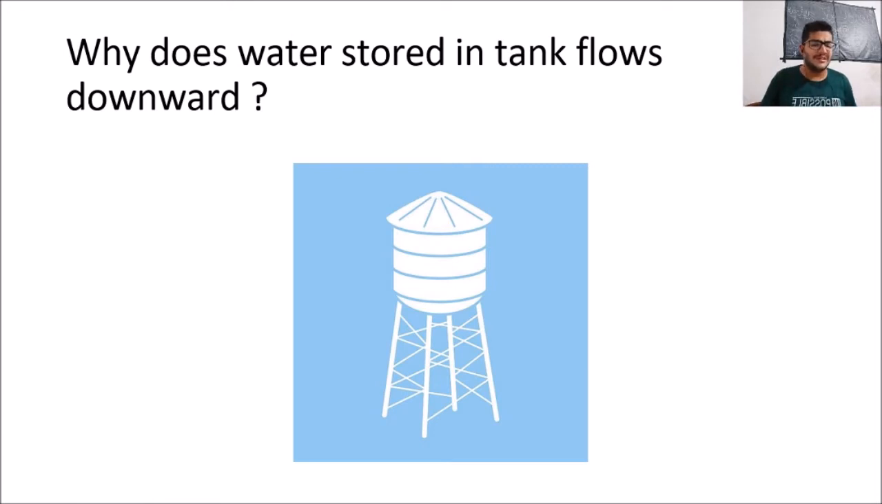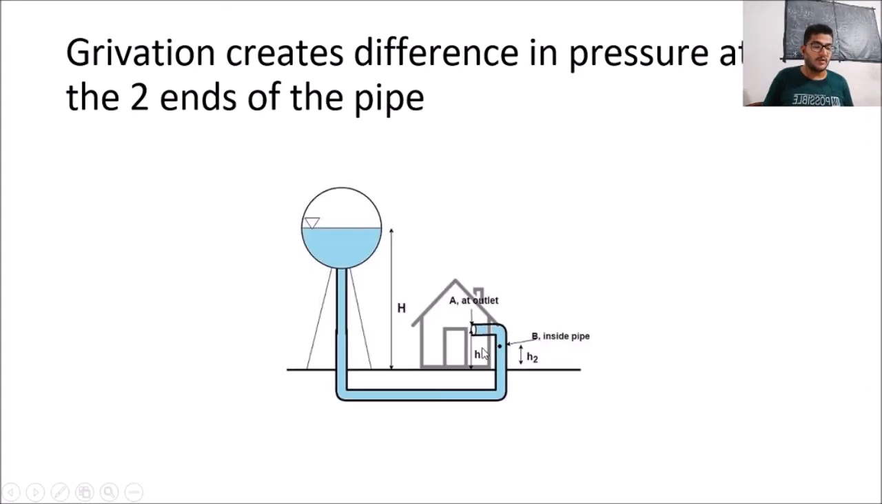If we consider water kept in a storage tank at a height, and I have to bring the water down from the tank, I will make a hole. How will the water pass through the hole and come downward? Because of the pressure difference, because of gravity. Because of gravity and the potential difference, the water will come out onto the ground.